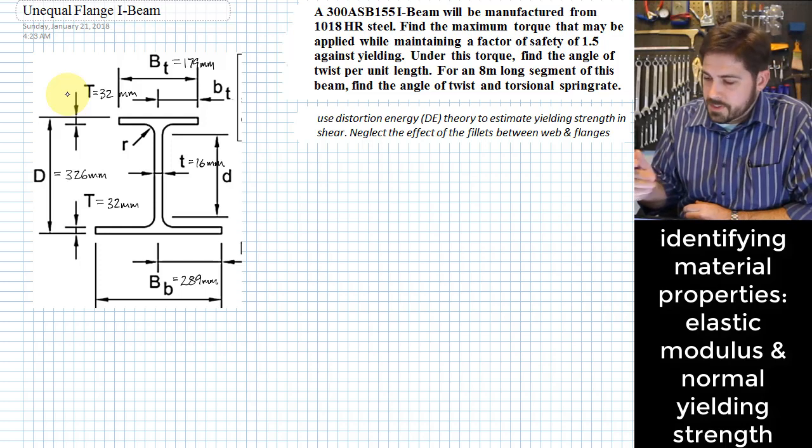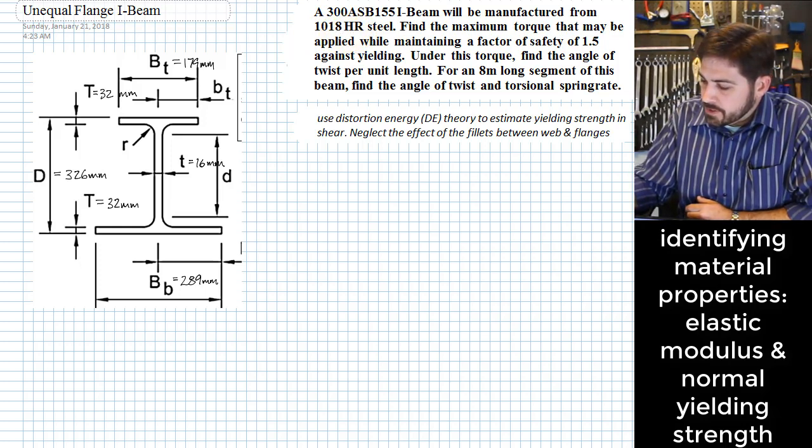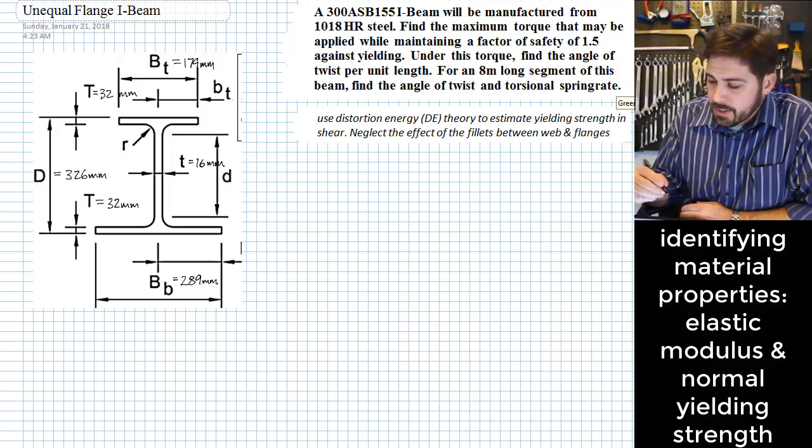Now, let's look through the rest of this problem. We've figured out what cross-section we're actually dealing with. It's going to be composed of 1018 hot-rolled steel. Let me go ahead and put the information that's critical on that. What we want to know is, first of all, the modulus of rigidity.